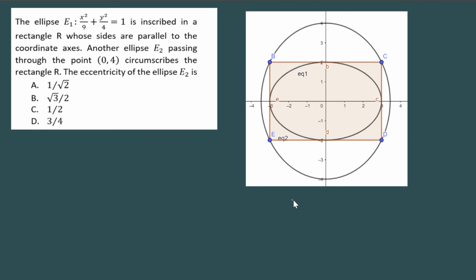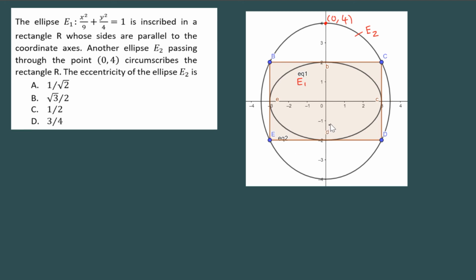So here, equation 1 is E1, and that's the ellipse inside the rectangle, and outside the rectangle this is our E2. We need to get the eccentricity for the outer ellipse. Now, one point is given in the problem, 0 comma 4, so we can see that here. That's our 0 comma 4, and now we need one more point in order to get the equation of the ellipse.